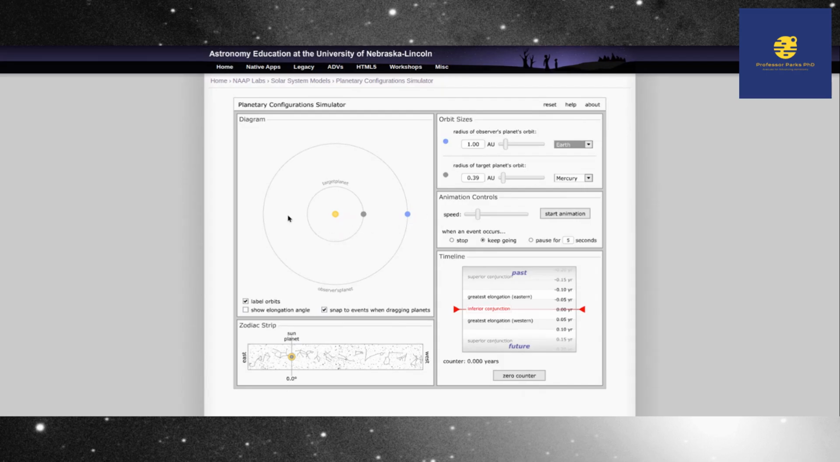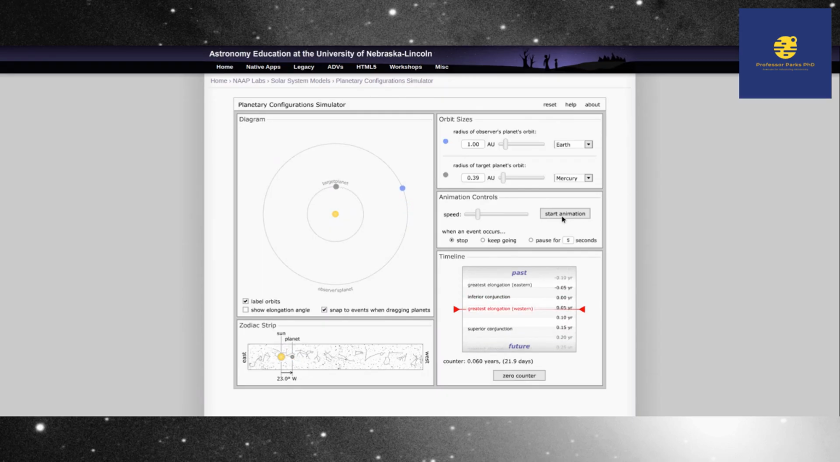And so let's start off with this configuration, which we refer to as the inferior conjunction, meaning that the Earth, Mercury, and Sun are basically in the same line. I'm neglecting inclination effects. So the synodic period is the time it takes to go from this configuration back to this configuration.